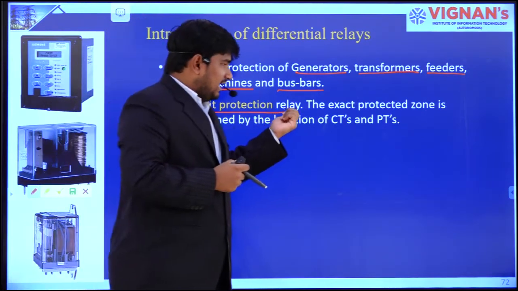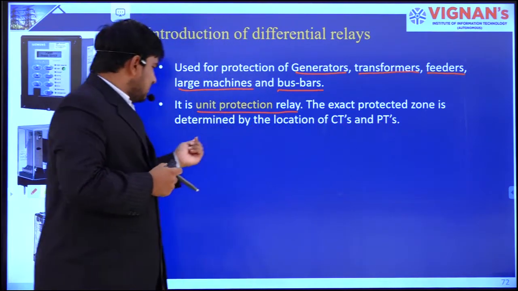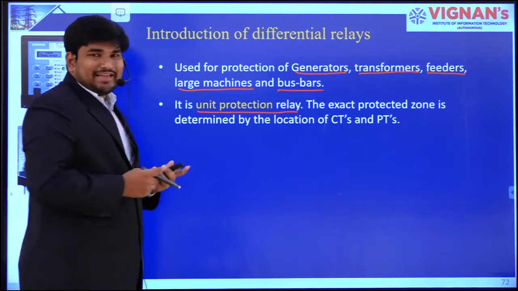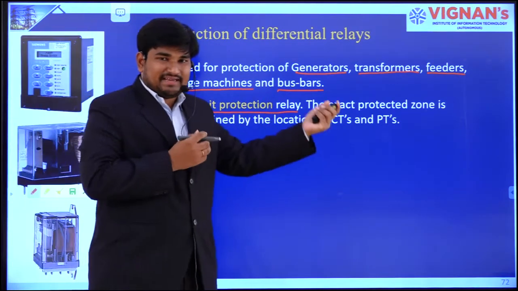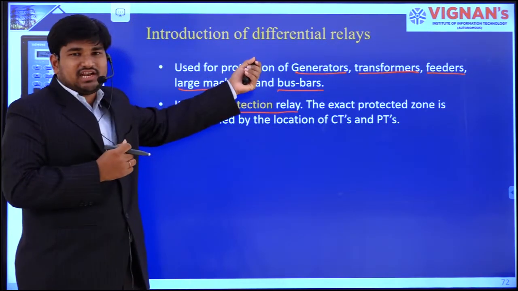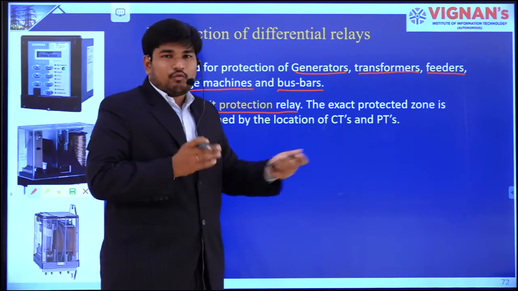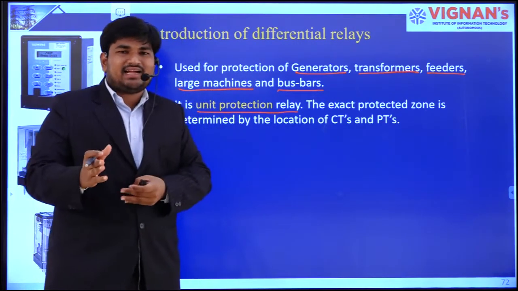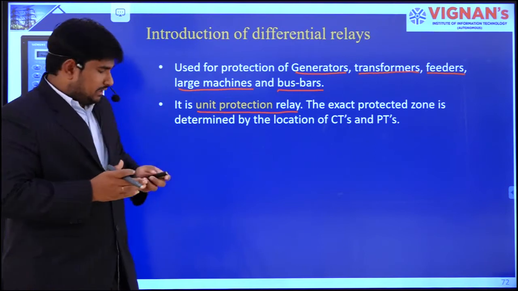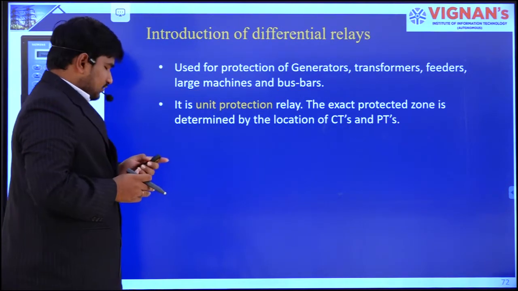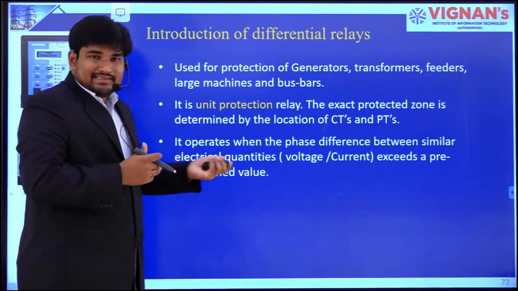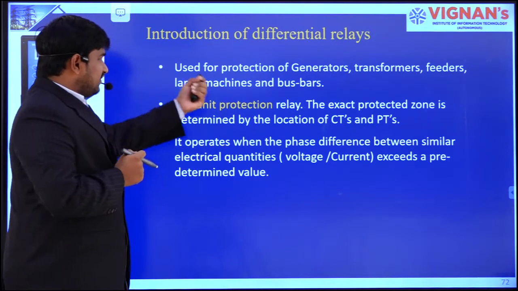So the exact protected zone is determined by the location of the CTs and PTs used in the differential relay, which define the unit area it is protecting. Right. Next one. This is the working principle of the differential relay.